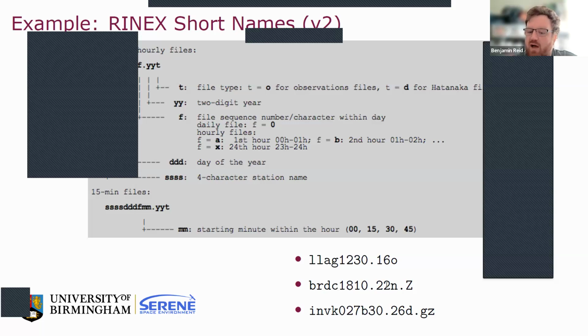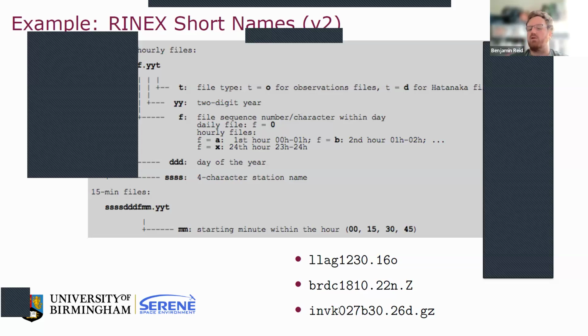The next one is BRDC 181. So this is a navigation file from 2022, the 181st day. It's compressed. And it's BRDC, which actually isn't a station. This is one of the global navigation files. So this is just a synthetic file that has been created by the IGS to have all the daily navigation data.